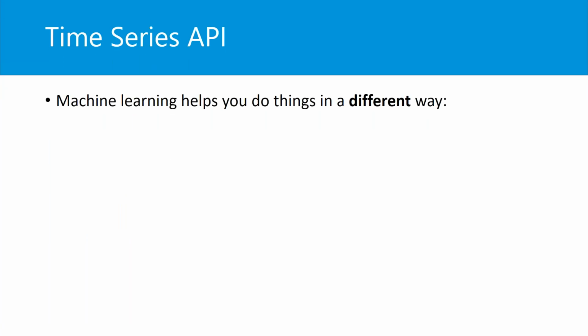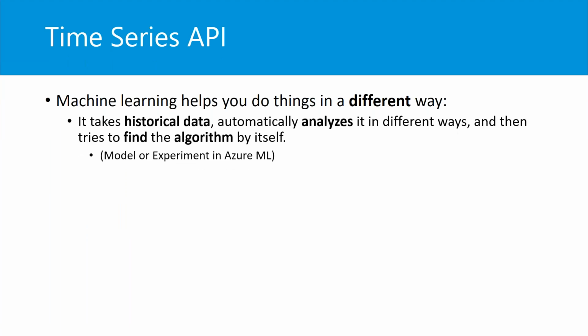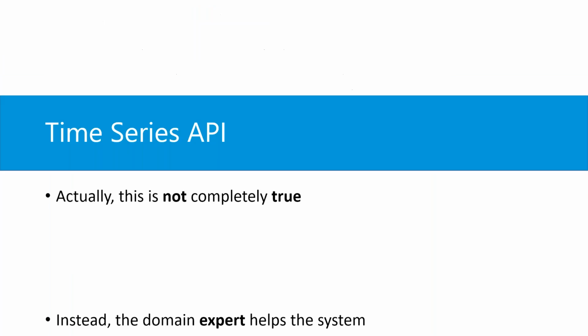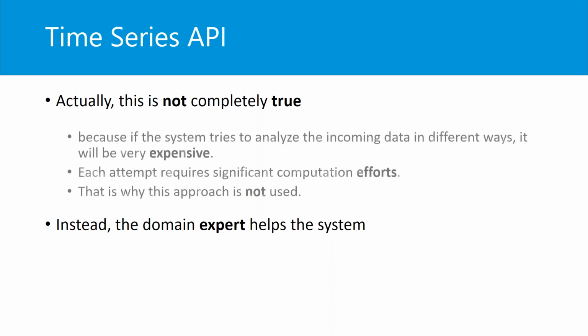Machine learning can help you to do that in a different way. Based on historical data, it can analyze that data, find certain patterns, determine an algorithm to use, and then predict something. The user can input some value, the system will apply the model which was used, and then return the results. Then the system can use that new information to adjust and retrain the model. That's how it works in theory. Now, in practice, what will happen is that it's not completely true.